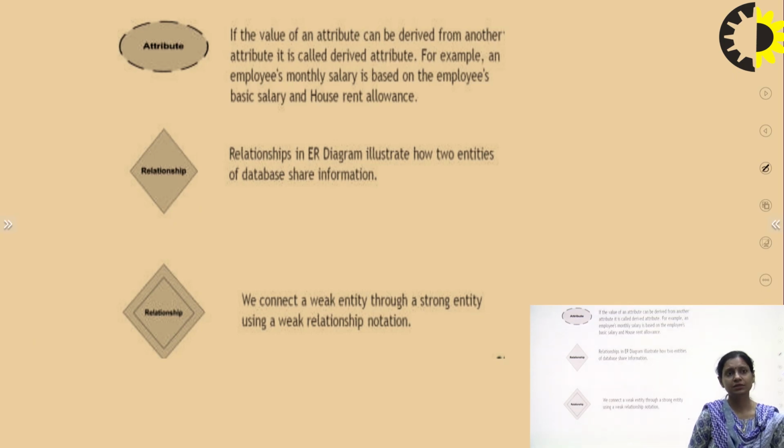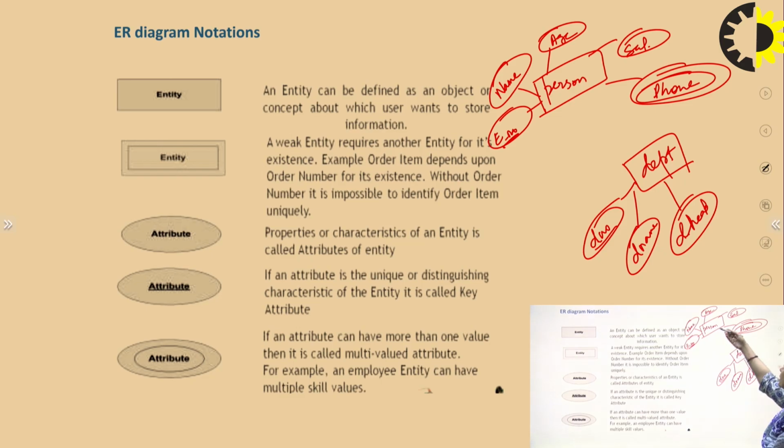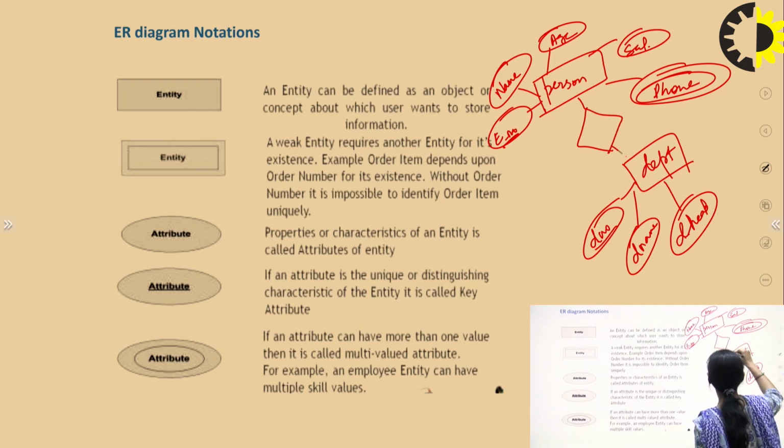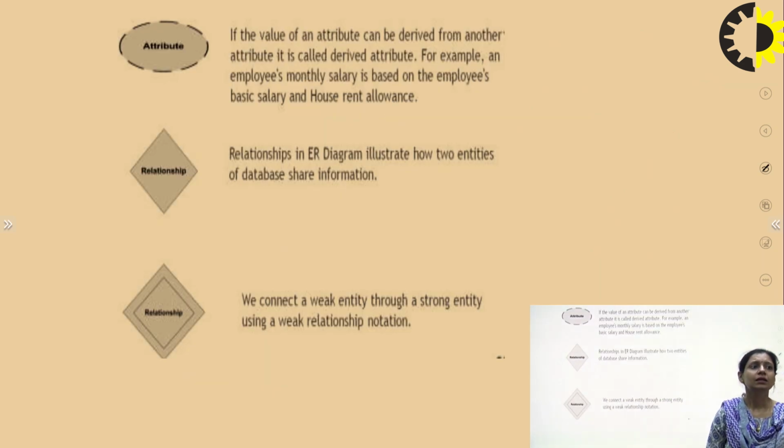The derived attributes, like we just discussed, are the attributes which are derived from already existing attributes, and they are shown with a dotted boundary. Relationship: again coming back, we have two entities, the person and the department. Now, this person works for a particular department. So, these two will be related with a works for relationship like this. Then, the relationship between a weak entity and a strong entity will be denoted by a double rhombus.